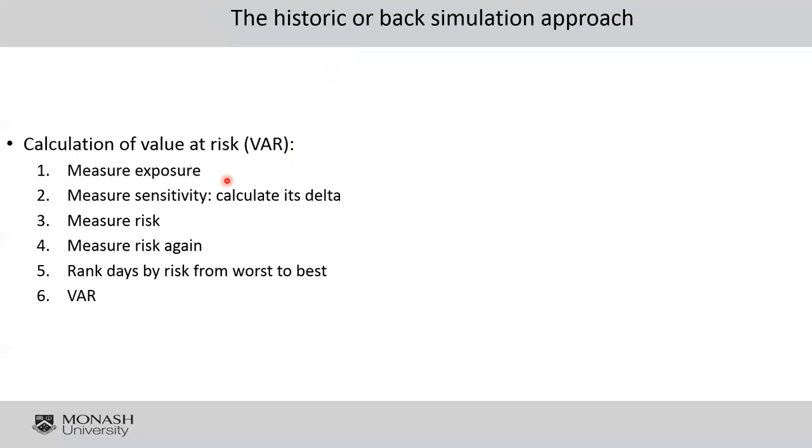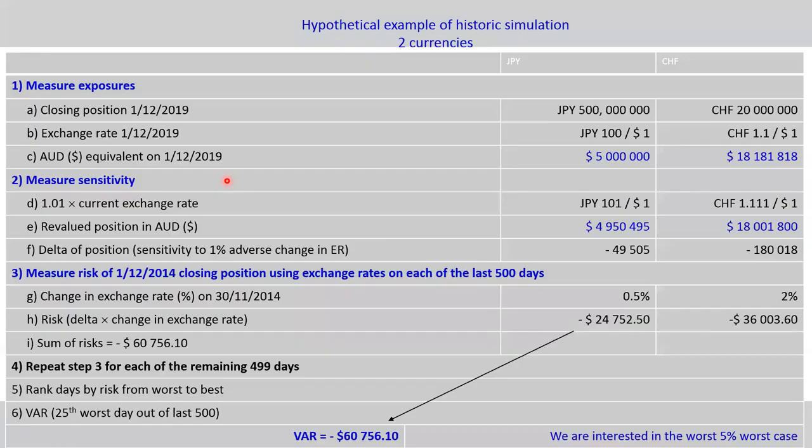So what we have to do is measure something called the delta. I will show you in this example. Look, for example, here for the exchange rate, we have the Japanese yen. We have our investment: 500 million Japanese yen and 20 million Swiss francs. And we are an Australian company. The exchange rate is $1 equals 100 yen, and here $1 equals 1.1 francs. That's fine. This is on the 1st of December 2019, for example.